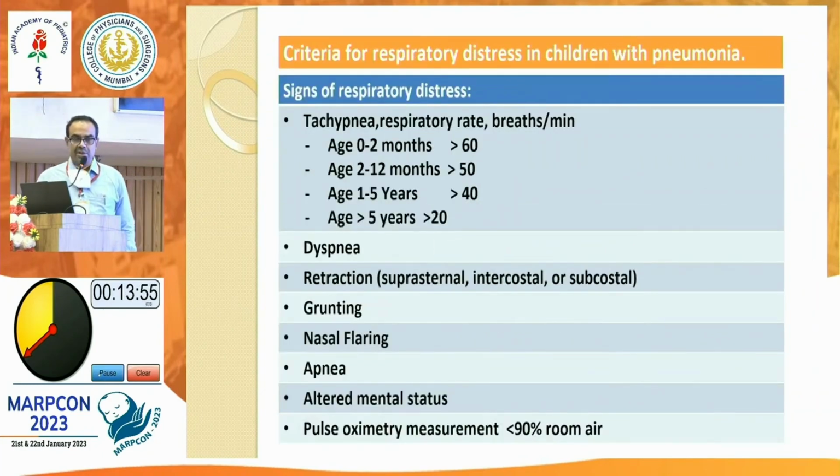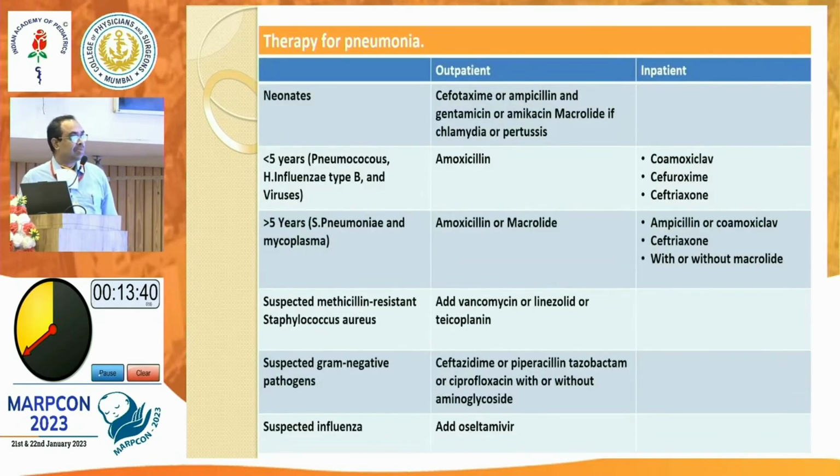So these are the guidelines for respiratory distress in children. As we know: tachypnea, retractions, increased work of breathing, grunting, nasal flaring, apnea, altered sensorium and saturations less than 90% on room air. So this is for therapy for pneumonia.